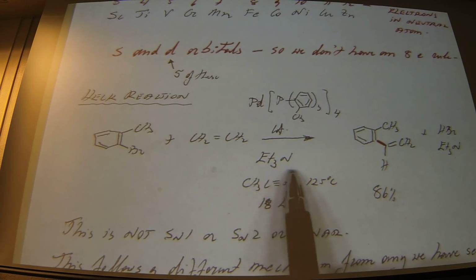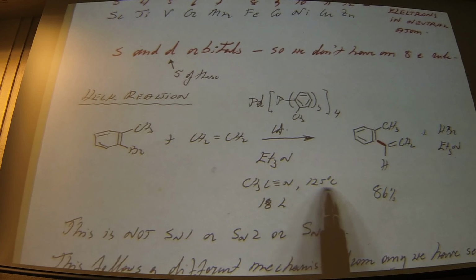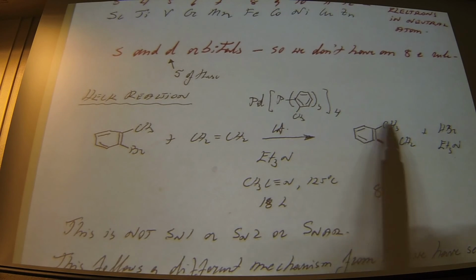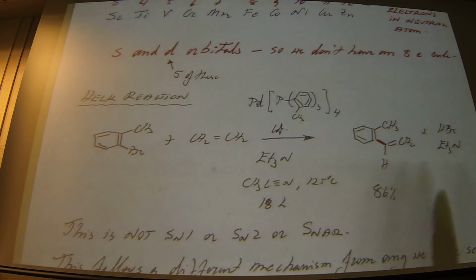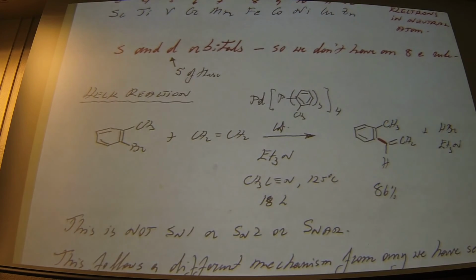And triethylamine in a solvent at a high temperature, so this has to be done in a sealed apparatus for 18 hours. We end up getting a carbon-carbon bond highlighted in red with the amine hydrobromide salt. And the yield is absolutely excellent.